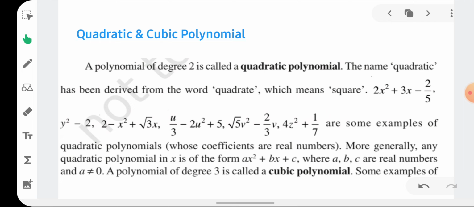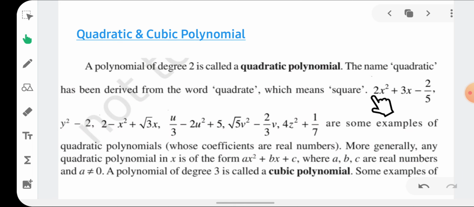The next point is quadratic and cubic polynomials. Quadratic, as is clear from its name, quadrate means square. From the word quadrate, the word quadratic has been derived. Okay, a polynomial of degree 2 will be known as a quadratic polynomial.